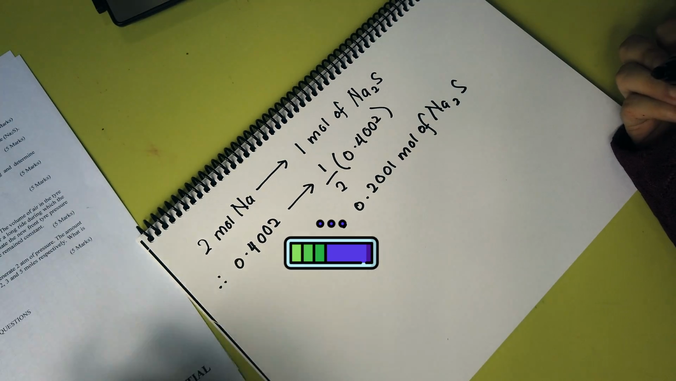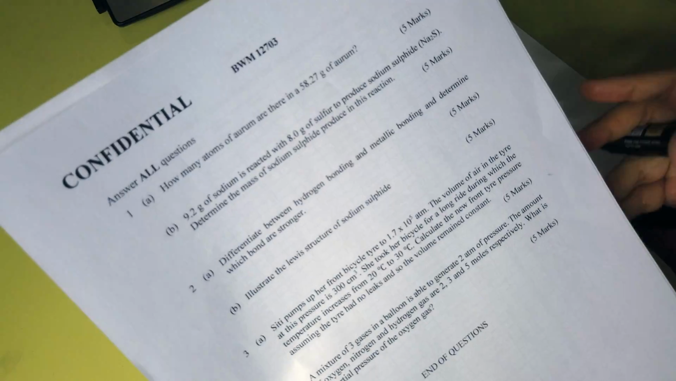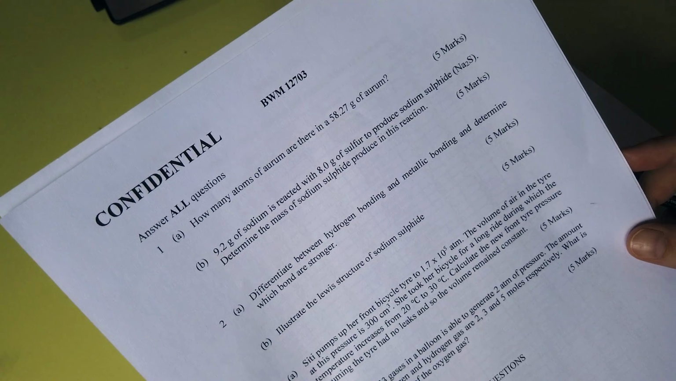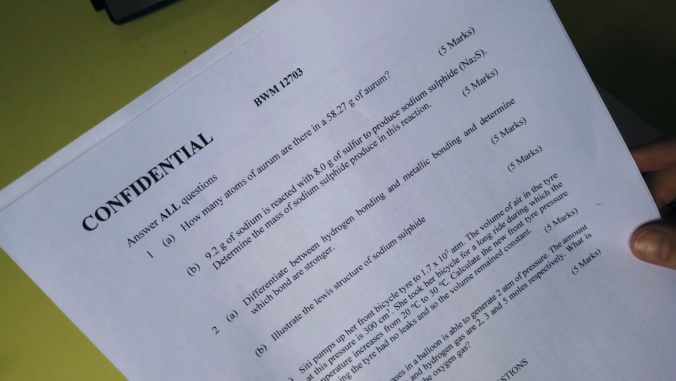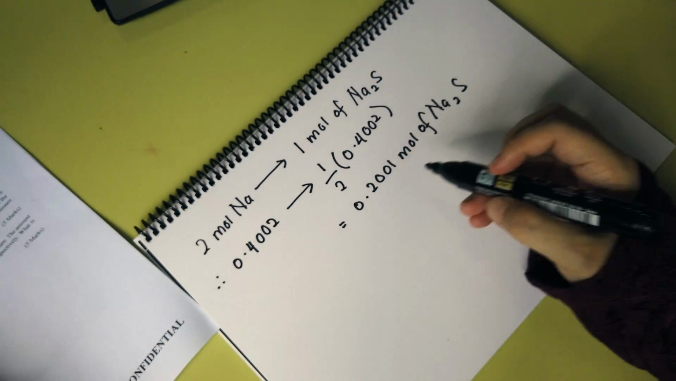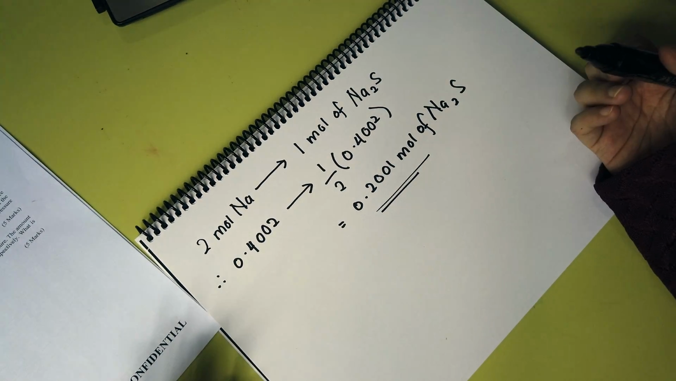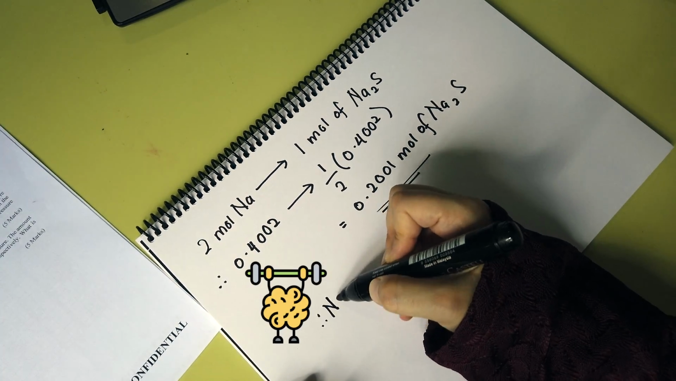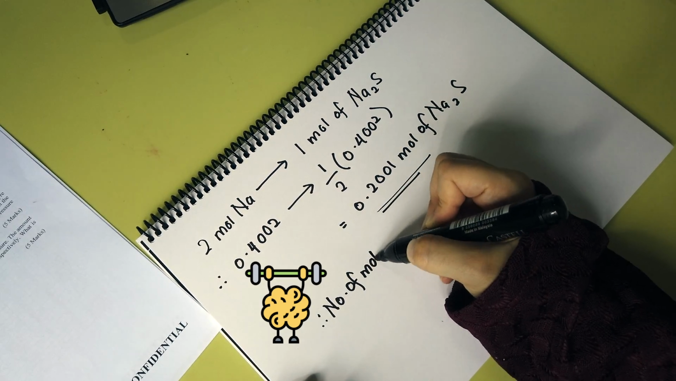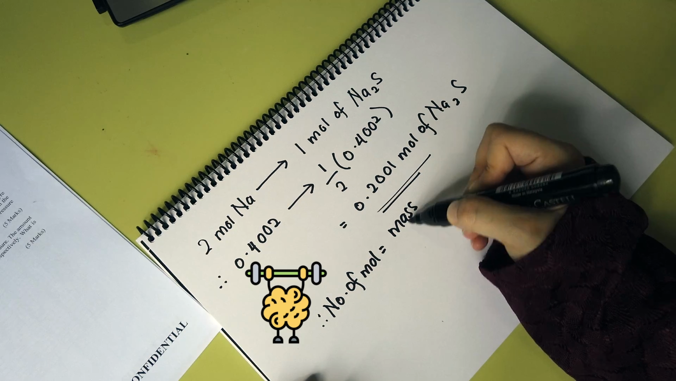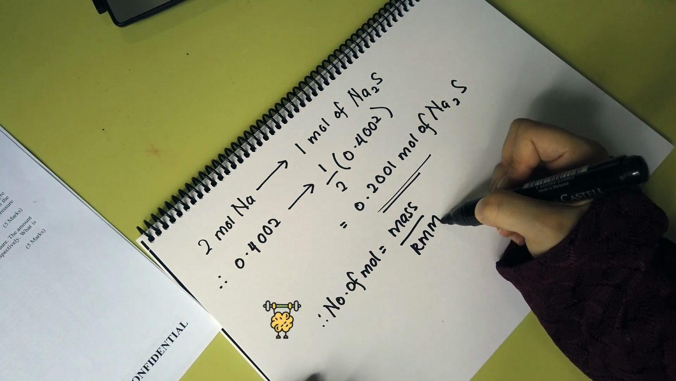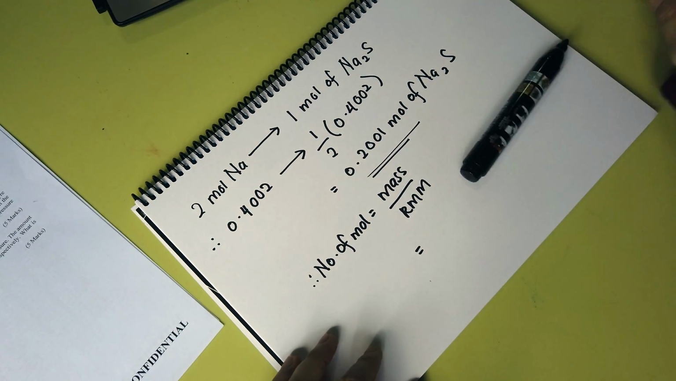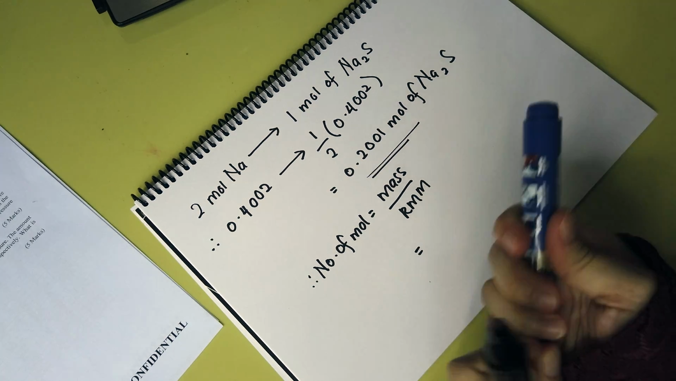So look again at the question. The question asks you to determine the mass of sodium sulfide produced in the reaction. So the mass, we only calculate until mole. How are you going to get the mass from the number of mole? So number of mole equivalent to mass over RMM. The mass is what you want to calculate. The number of mole is the same value that you have calculated here.